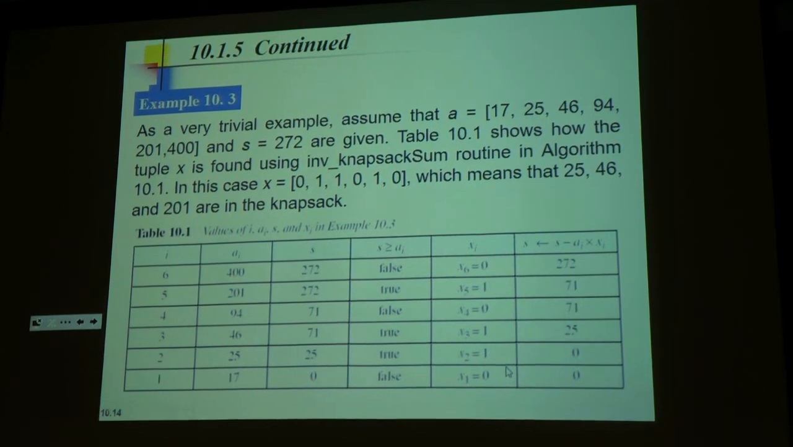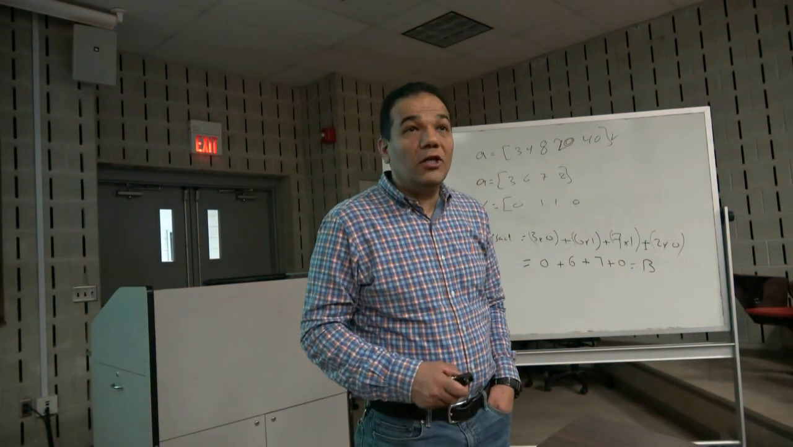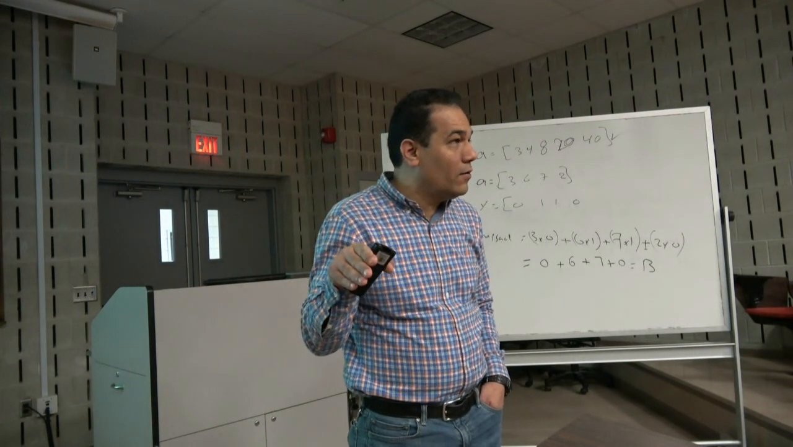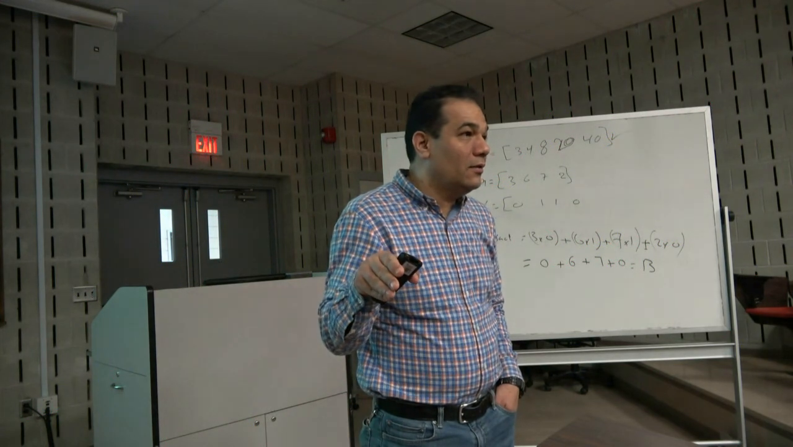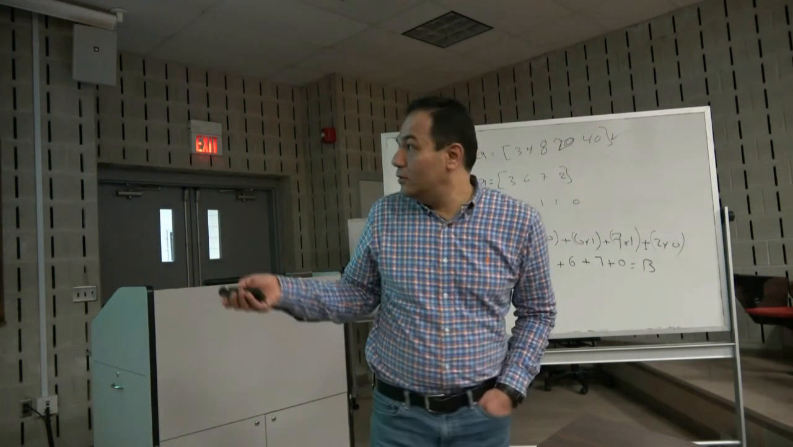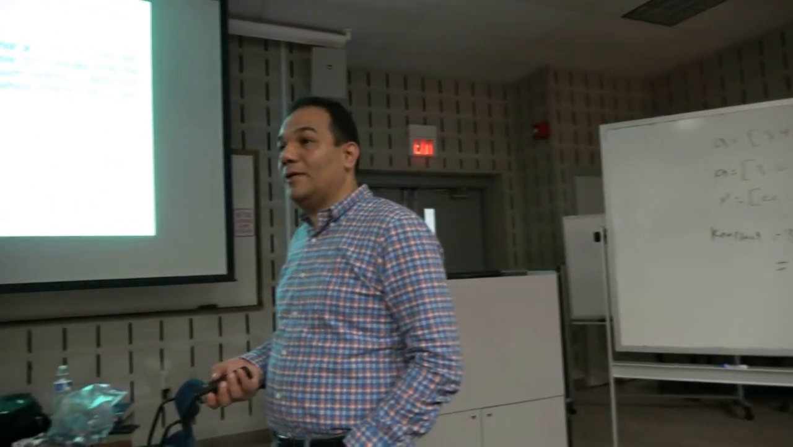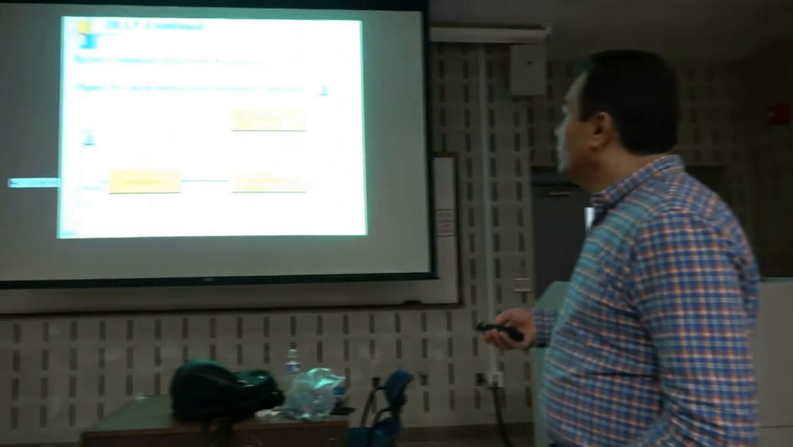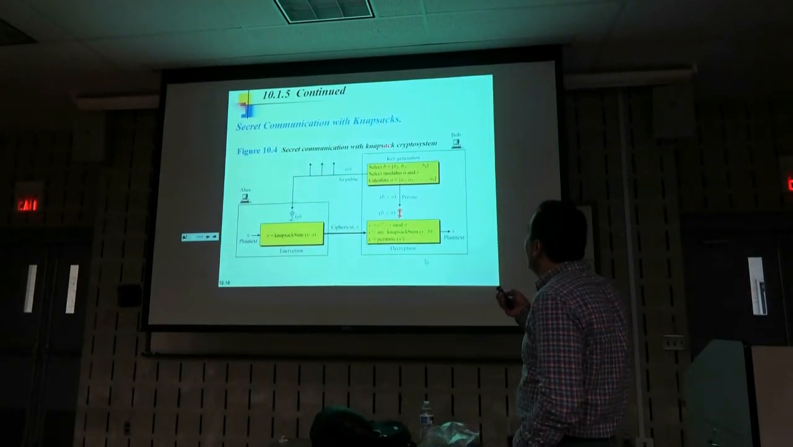So we were able to have this trapdoor when we made a condition that A will be increasing. If I didn't have that condition, I would not be able to do that. Okay? And you see, we were able. So this is a one-way function with a trapdoor. All right? So this is an example of secret communication with knapsack.